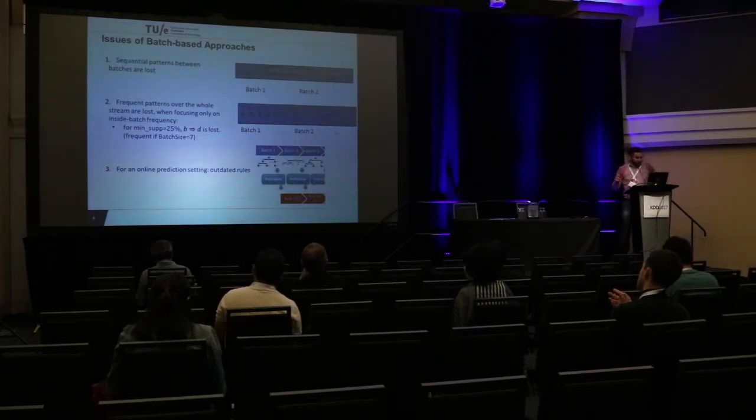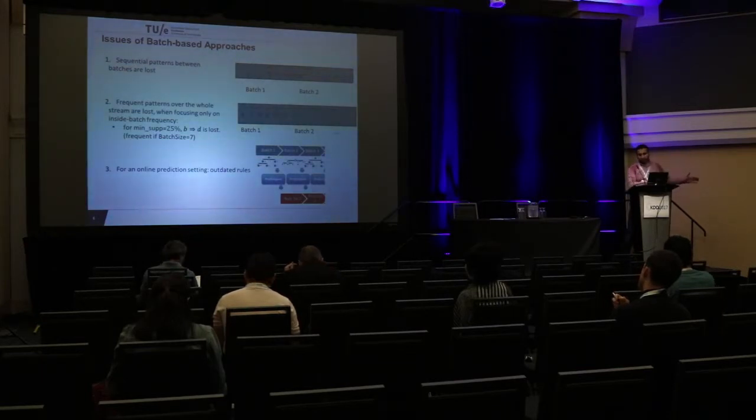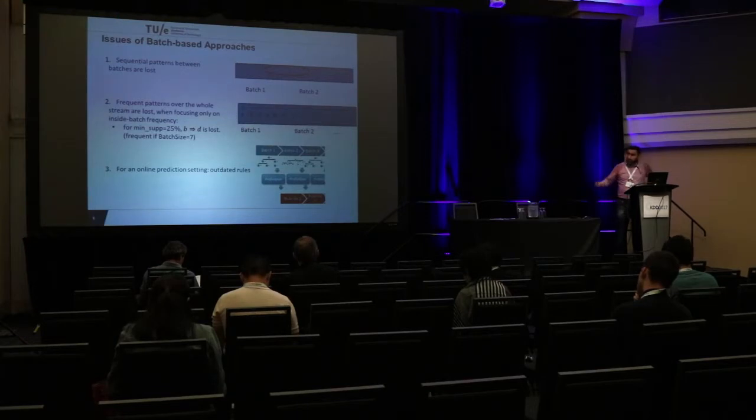And the third, and important one, for the online prediction settings, we can only use the rules from the previous batch. So this might not be serious if the batch size is small, but if we have, like in our translation session, the rules from the previous batch, they might be slightly outdated and cannot be used correctly for the prediction. To the best of our knowledge, none of the algorithms in the literature consider those 3 issues together.